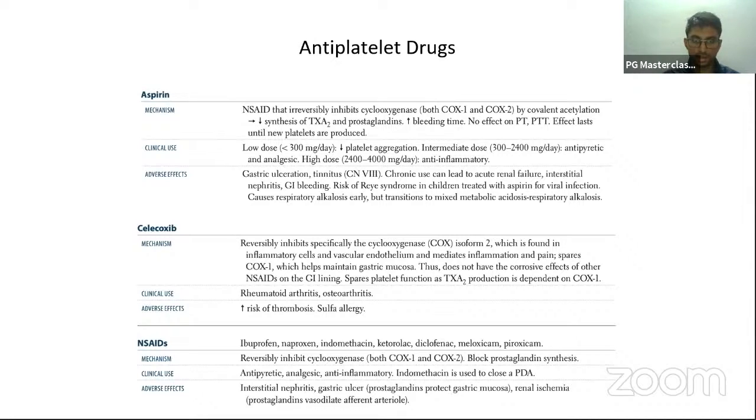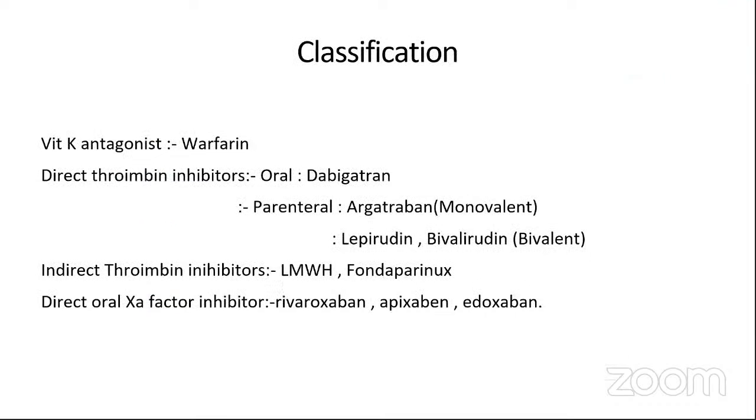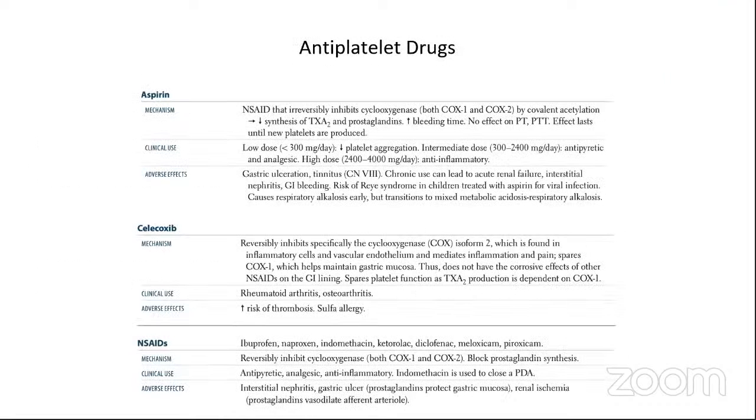Adverse effects are interstitial nephritis, gastric ulcer, and renal ischemia. And nowadays it is used for chikungunya. Naproxen is used for chikungunya. Yeah, very good.